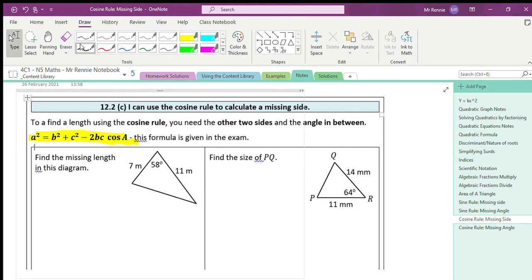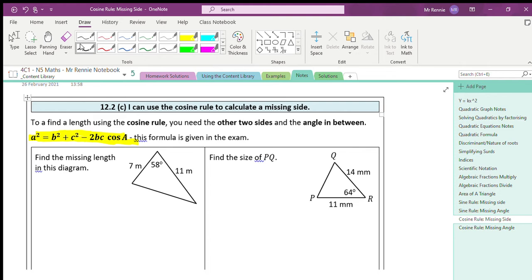Starting off with my question, we're going to find the missing length in this diagram. You can see I've got lengths 7 meters and 11 meters, but I don't know the other length of this triangle. However, I do know the angle in between the 7 and the 11, which is 58, so I can use the cosine rule to help me do that.